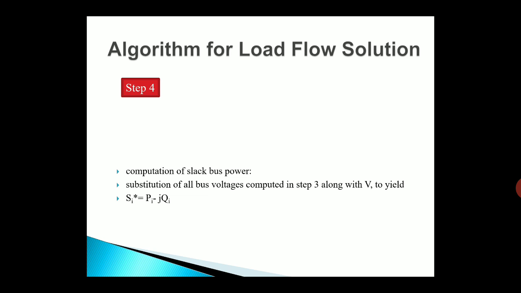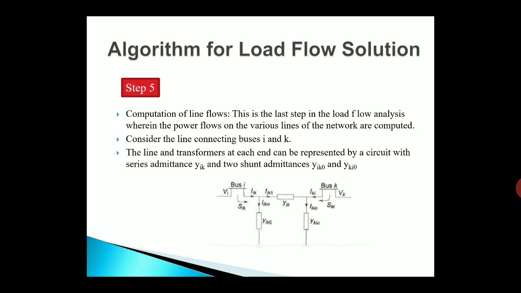Now after you have done that, we have the values of V. Now you have to compute the slack bus power, because the slack bus power is not known. The slack bus voltage and delta are known. So you substitute all buses in step 3 along with V to yield the power, Si plus Si star equal to Pi minus jQi.